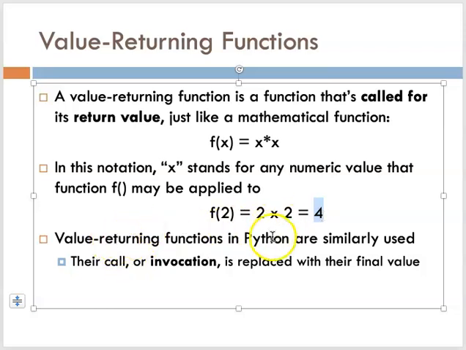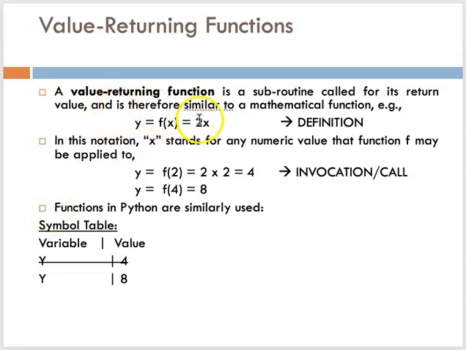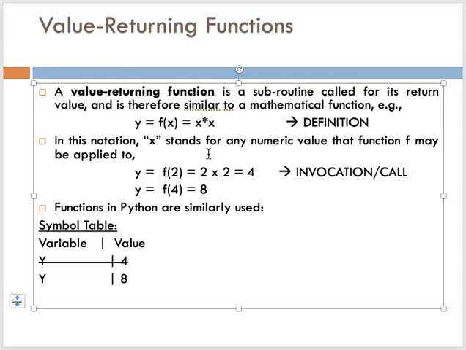And value returning functions in Python are used just the same way. Wherever you call them or invoke them, that call or invocation is replaced with their final value. Let's take a quick peek at that, right? So let me change this definition so it matches what we had earlier. This value returning function is basically a subroutine that's called for its return value, and so it's very similar to a mathematical function. Not quite exactly the same as we saw earlier. So x can stand for, in this case, any numeric value that the function may be applied to. And in this case, if we're changing it, I suppose I should be consistent and change it correctly.